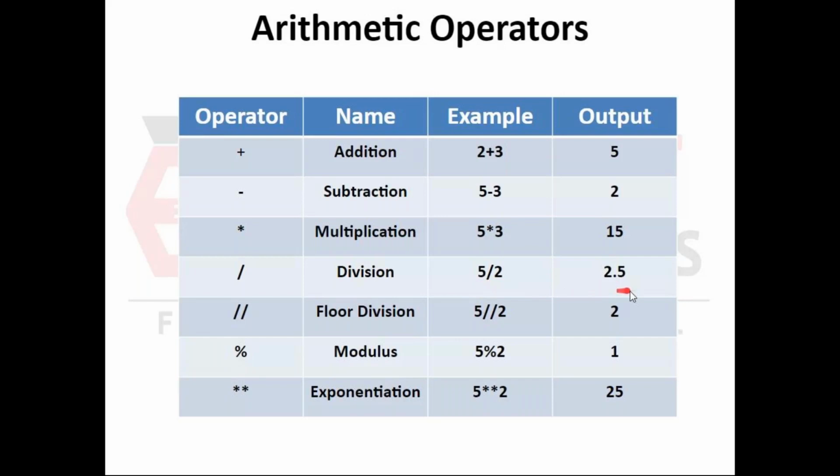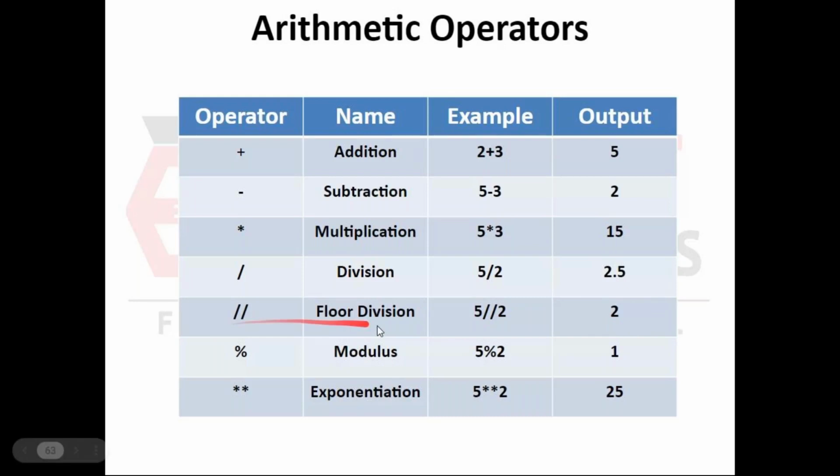But what if you want to keep just the integer part? For floor division or integer division, you use the double slash. If you perform 5 double slash 2, it skips the decimal part and keeps only the integer value, the left side of the decimal. So the output will be 2. This is integer division.